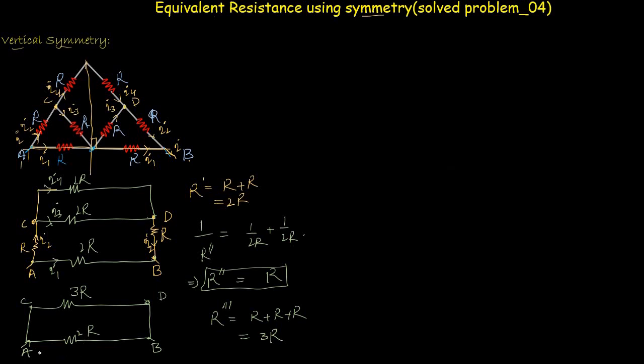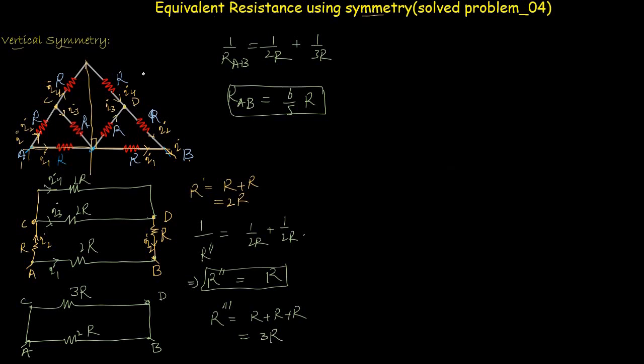So the equivalent resistance between point A and B, let's say 1 divided by RAB, equals 1 divided by 2R plus 1 divided by 3R. Now RAB from this equation will be equal to 6 divided by 5 into R. So this is basically the equivalent resistance between point A and B, and we found this equivalent resistance by using the rules of vertical symmetry. So it's all for the vertical symmetry.